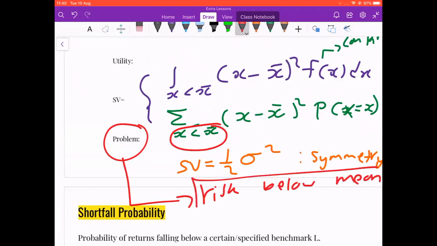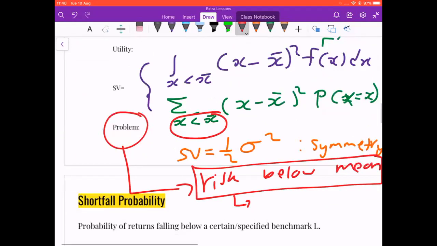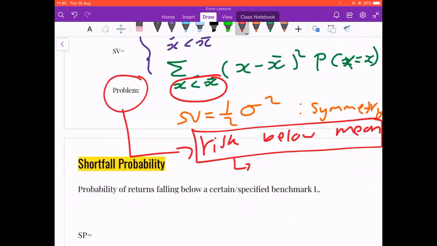And sometimes we will need to make our own benchmark. So we are not necessarily looking at the mean, but we can be saying below zero: what is the probability or what is the risk of getting returns below zero? This is when we introduce the idea of shortfall probability. You measure the probability of a return that falls below a certain benchmark, and our benchmark is going to be zero.